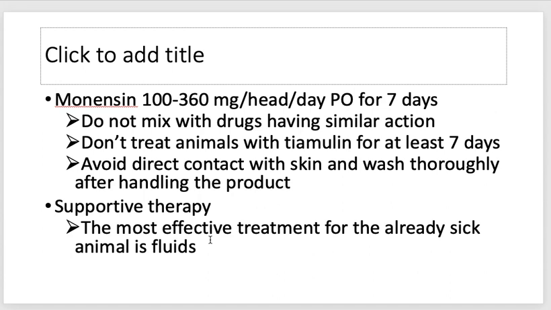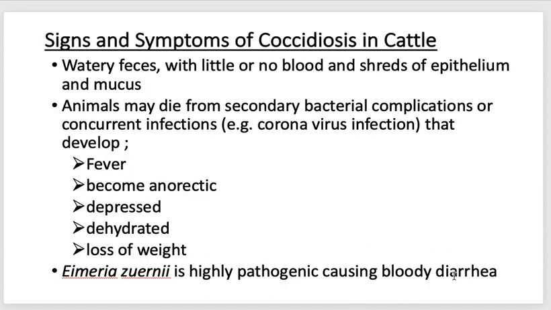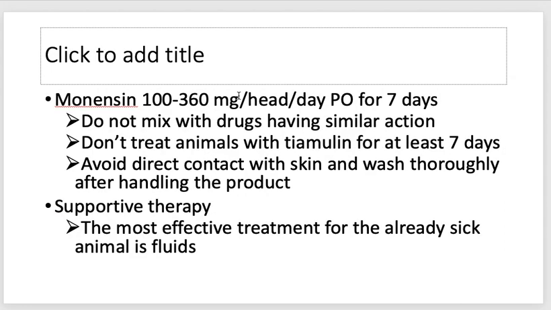So remember, there is diarrhea in this disease, either bloody diarrhea if it involves Eimeria zwini, or watery diarrhea, sorry, if it involves other forms of Eimeria. So if it involves diarrhea, there is loss of fluids. So you can use supportive therapy, which is animal fluids. You can provide fluids as a supportive therapy.